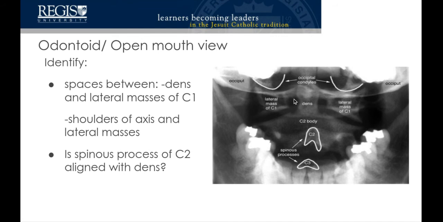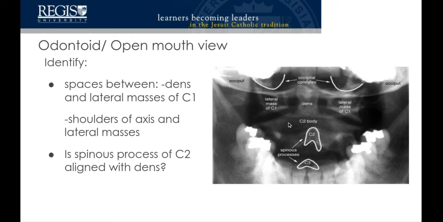So you should see pretty even spaces between the dens and the lateral mass of C1. And same thing here. There should be pretty even spaces between the lateral mass of C1 and what we call the shoulders of Atlas. And what you're looking for also is that the dens in C2 and the spinous process of C2 are pretty well aligned vertically.